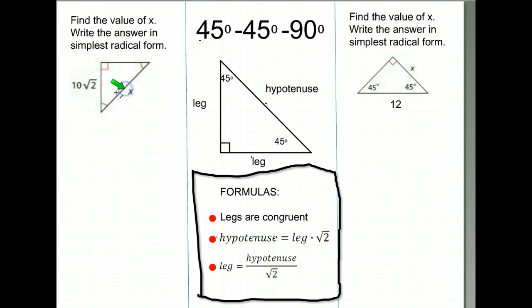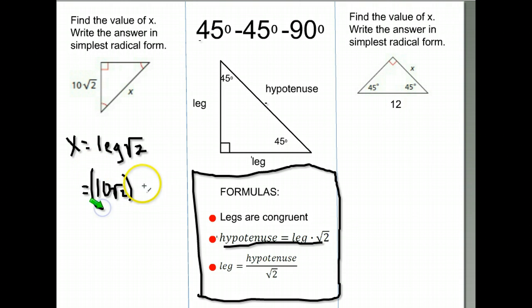I do not have the hypotenuse. I do have the leg. So then I go to my formulas and I say, okay, how do I get the hypotenuse? Well, the hypotenuse is the leg times the square root of 2. So my x is going to be whatever the leg is times the square root of 2. Okay, my leg was 10 root 2. That's my leg part. And I'm going to multiply that by the square root of 2.